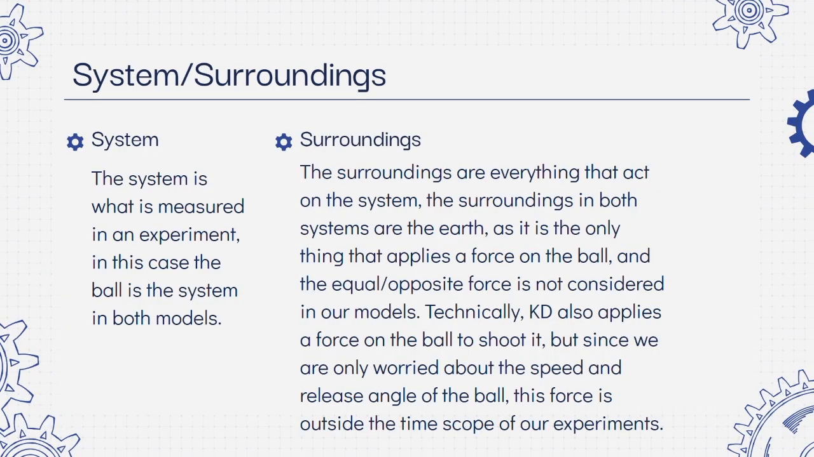The surroundings is everything that affects the system. So in this case, it's the earth pulling the ball down, since we didn't calculate that equal opposite force. Technically, Kevin Durant also applies a force on the ball to shoot it, but we're only worried about the speed and release angle of the ball, so that's outside of the time scope of these experiments.